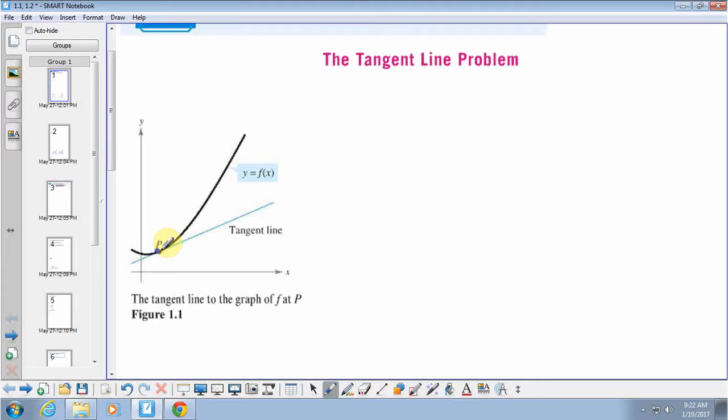So the tangent line problem is going to lead us into the first major topic that we're going to discuss in calculus, and that's going to be differentiation, taking a derivative. How many of you have had calculus before? Maybe in high school somewhere. You've seen it a little bit. Okay. So this problem leads you into that major discussion of differentiation.